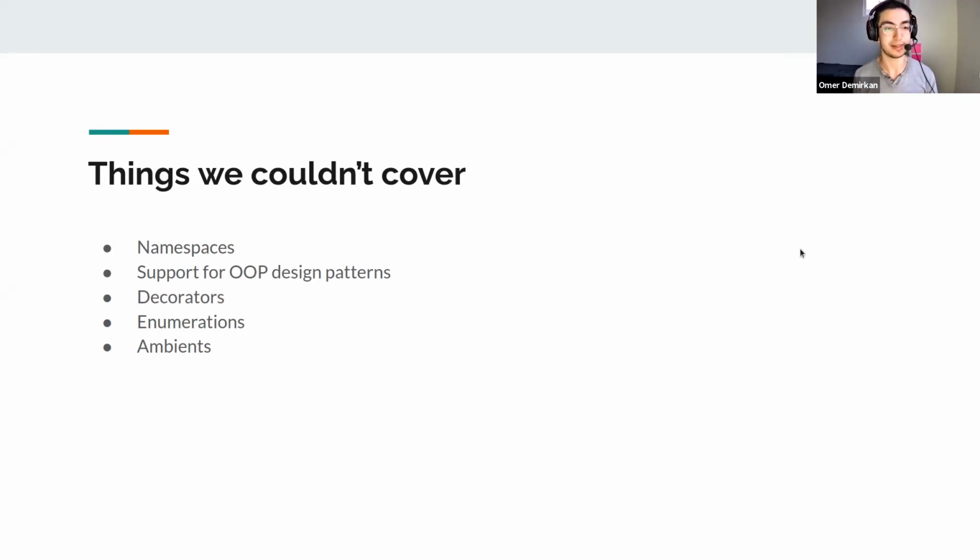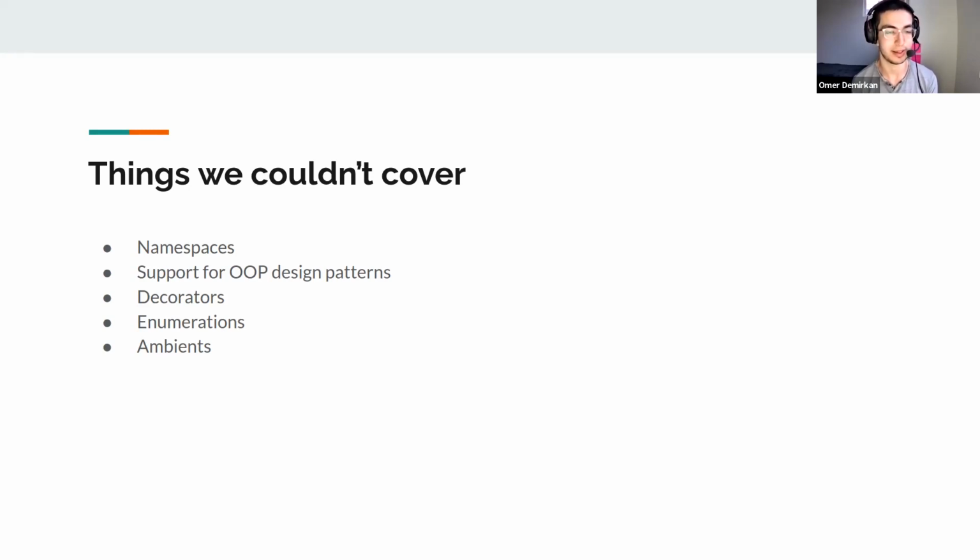Just really quickly, some things I didn't cover. These are some of the selling points that might get some of you guys. So there are namespaces. There's support for object-oriented design patterns. For example, if you miss the private and protected variables, if you don't like how constructors force you to say this dot something equals, if you miss decorators, if you miss enumerations, ambience is a whole other topic. But these are just some of the things we didn't cover.